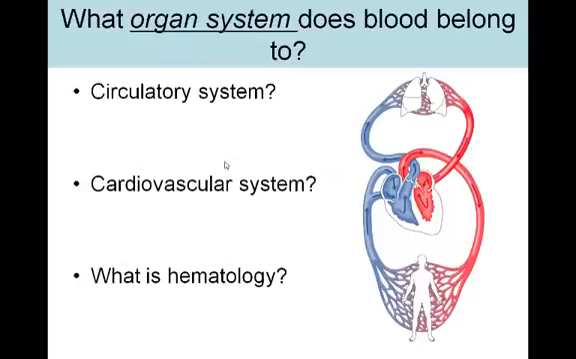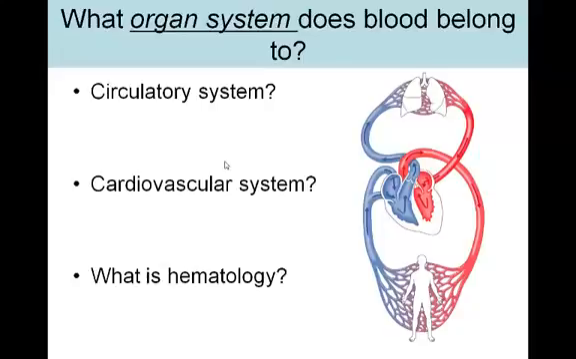So, the first thing I want to talk about is what organ system blood belongs to. So your body has many organ systems like the nervous system or endocrine system. You've probably heard of the 2 on this slide, it's the circulatory system and the cardiovascular system. What's the difference between the 2? And which one does blood belong to?